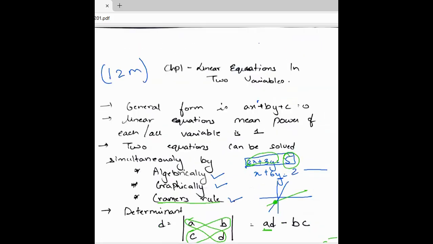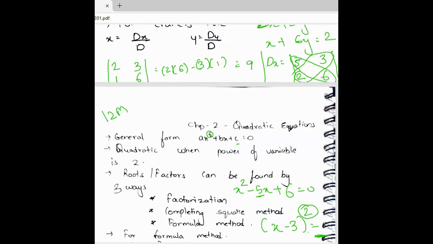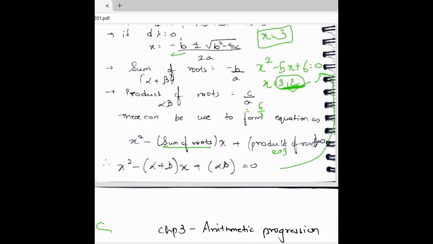Now we saw the weightage of chapter number 1 was 12 marks. The weightage of chapter number 2 is 12 marks as well. So very important chapters. These two are the highest scoring chapters. And the weightage of AP is 8 marks.